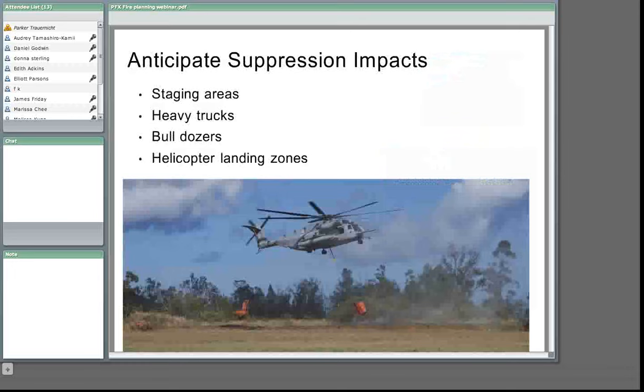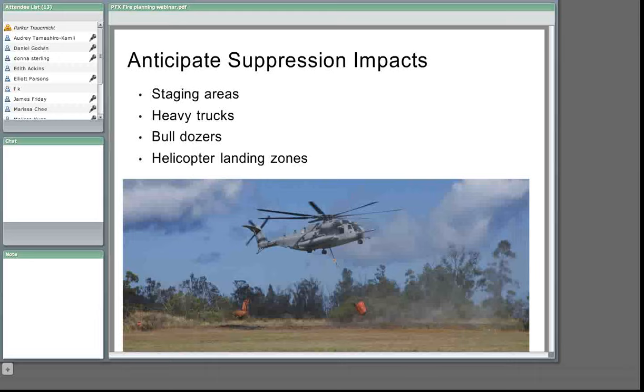And another thing that's often overlooked, but I think is important for our land managers to anticipate, is that fire suppression is going to have impacts. We're talking about pretty complex operations that can happen. So staging areas where the crews are organizing each morning to plan what they're going to do. You're going to have a lot of vehicles coming in and out, potential use of bulldozers, helicopter landing zones. And it's really going to be on you as a land manager to make it clear which places are okay for these kinds of operations and which places are no-go zones.